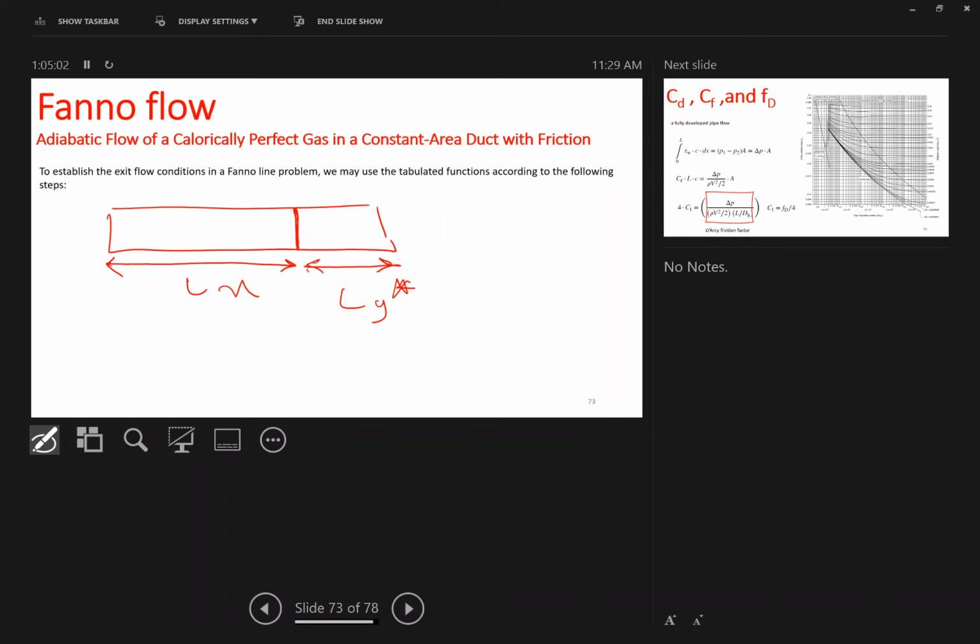I see a little confusion. Sorry, I still don't understand the L1. I understand what you're saying after, but how do we find the L1? Okay, so let's just start from the beginning, right?